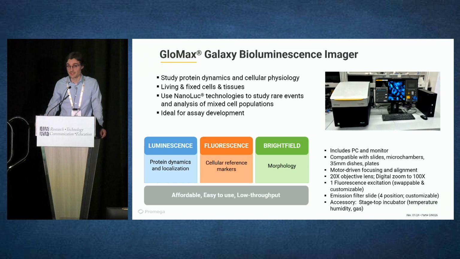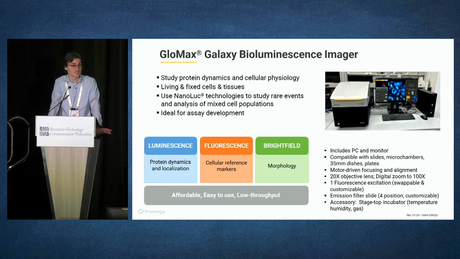And so that leads me into how you're actually going to be imaging these technologies. The technologies are really cool, but again, there hasn't really been a means to image them successfully. And so this is our new Glomax Galaxy Bioluminescence Imager. It's our newest tool that's designed for the study of protein dynamics and cell physiology in both live and fixed cells and tissues.